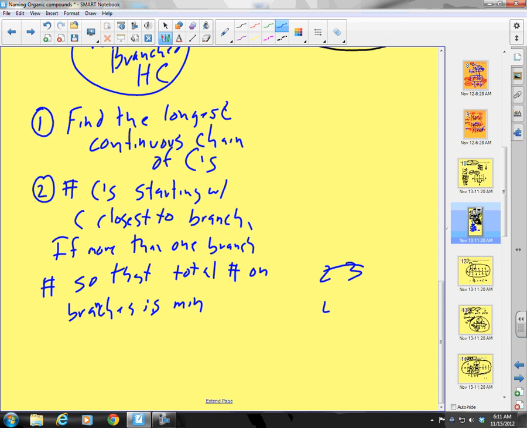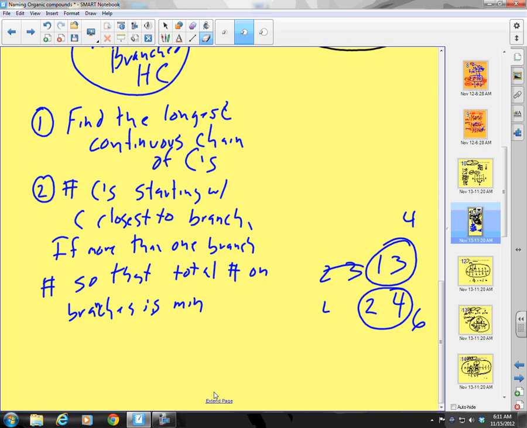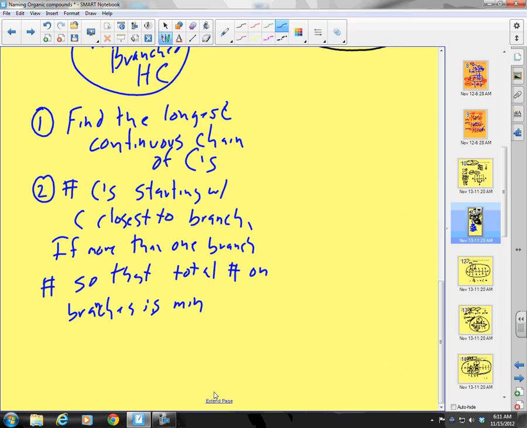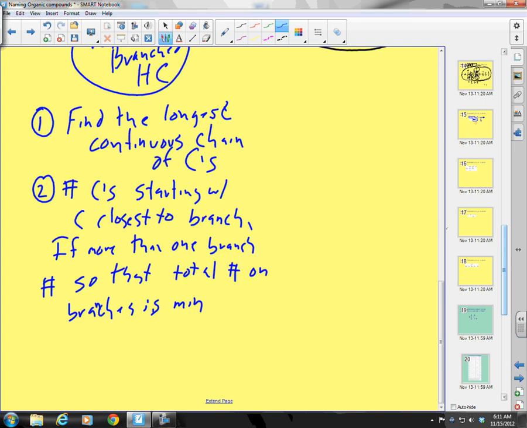So if I can number and have 1, 3, or I can number and have 2, 4, I want to go with the 1, 3 because when I add them up, it's equal to 4. When I add 2, 4, it's up to 6. So I want to number so that my total number on my branches is minimized. You'll get a hang of this.